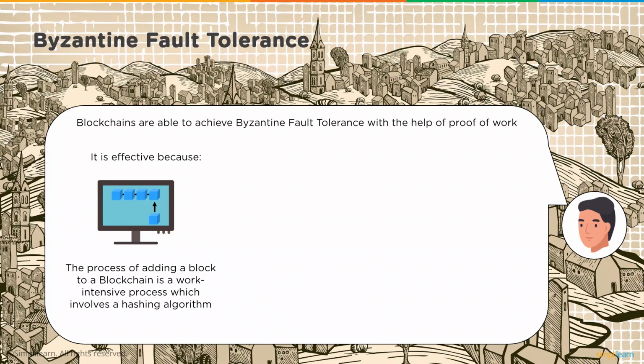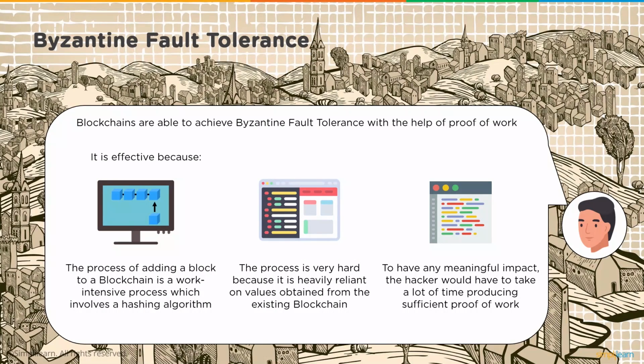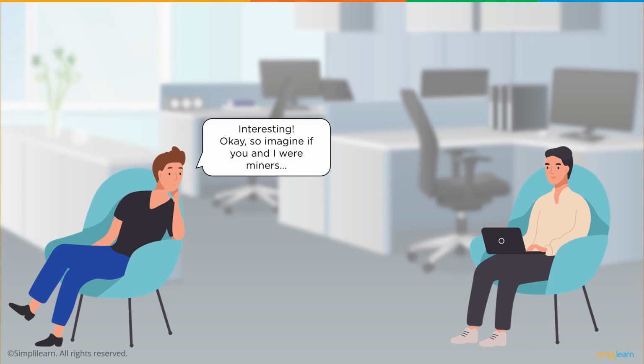It is effective because the process of adding a block to a blockchain is a work-intensive process which involves a hashing algorithm. The process is very hard, very computationally intensive, because it is heavily reliant on values obtained from the existing blockchain. To have any meaningful impact, the hacker would have to take a lot of time and resources producing sufficient proof of work.